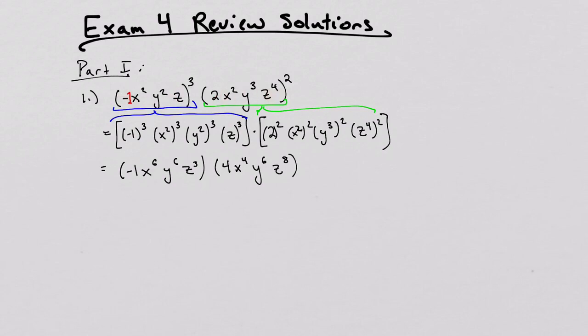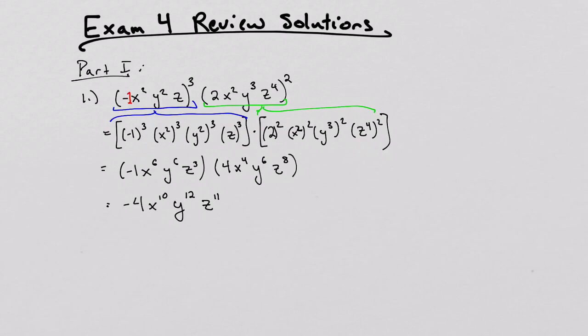At this point, now that we've simplified each of these two expressions right here, we can start multiplying them together. So we have this negative 1 and this 4 that are being multiplied, so our coefficient is going to be negative 4. And then we've got an x to the sixth and an x to the fourth. When you're multiplying things, you're going to add their exponents. So this will be x to the sixth plus 4, so that'll be x to the 10th. And then y to the sixth times y to the sixth, that's going to be y to the 12th, because it's 6 plus 6. And then last, it's going to be z to the 11th, because it's z to the 3 plus 8.